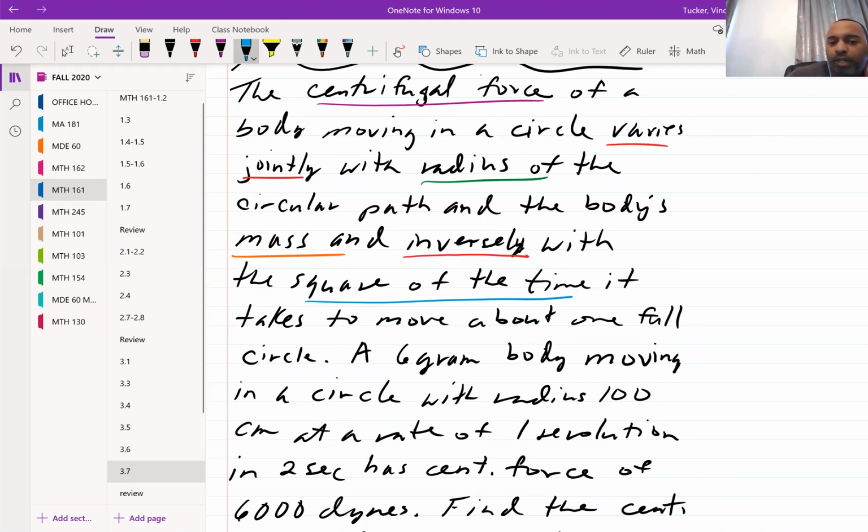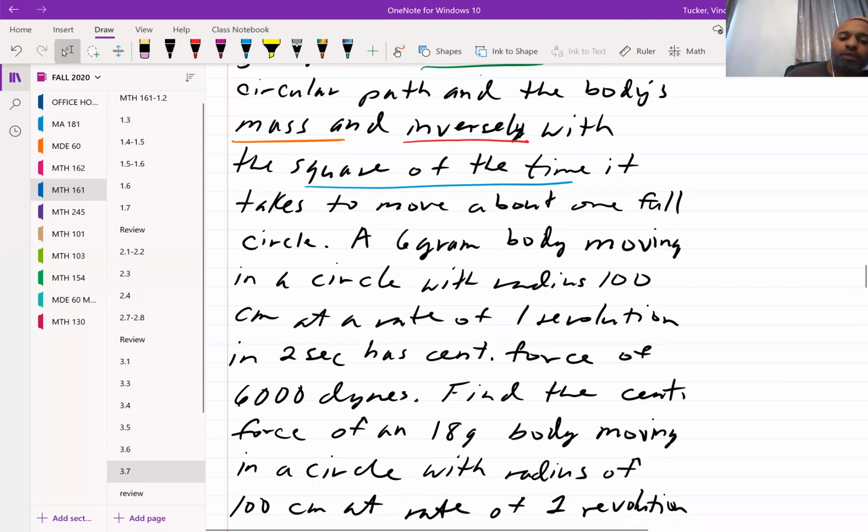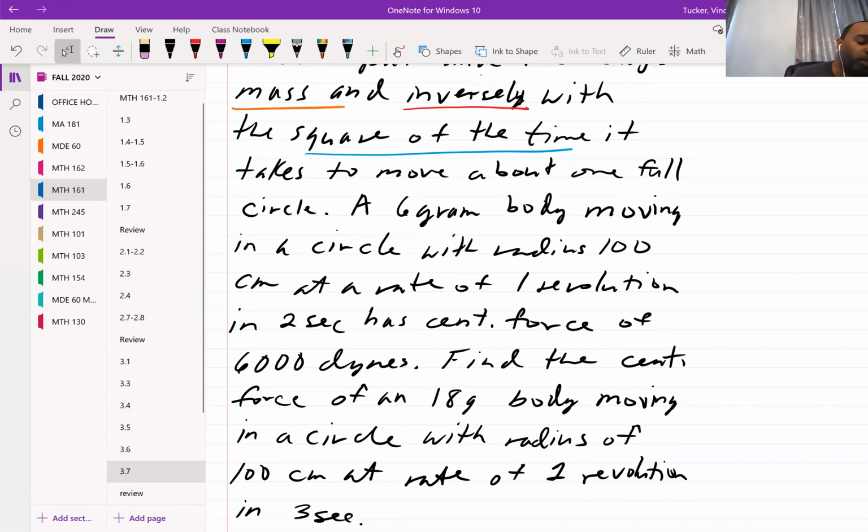So a 6-gram body moving in a circle with radius 100 centimeters at a rate of 1 revolution in 2 seconds has a centrifugal force of 6,000 dynes. And I'll move up in a second. All right. Find the centrifugal force of an 18-gram body moving in a circle with radius of 100 centimeters at a rate of 1 revolution in 3 seconds.